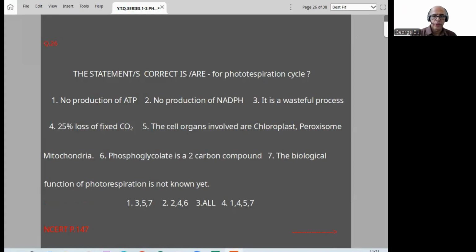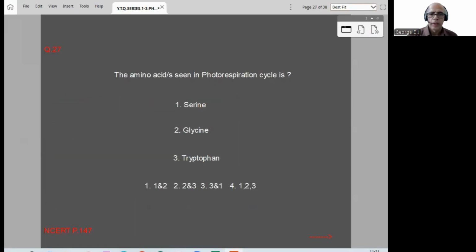It's an NCERT line. Normally, the 7th point we may miss. So we can find practically all statements are correct. So option wise, it is 3. For 26, it is 3. Now 27. The amino acids seen in the photorespiration cycle are basically serine and glycine. So 1 and 2, which means option 1.